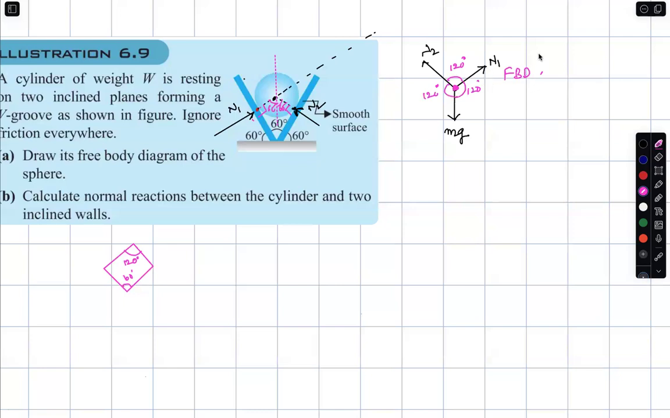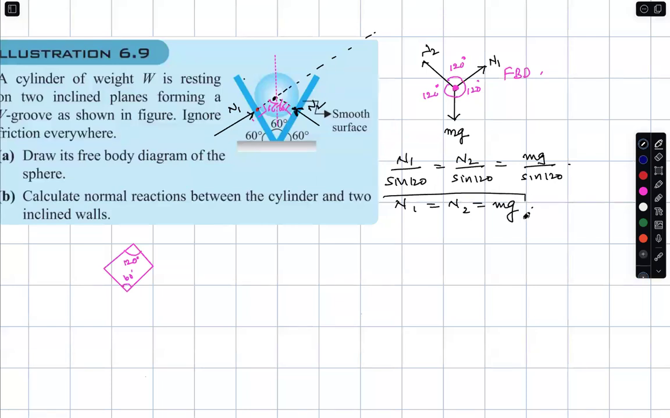Trust me. Now in this case, Lami's theorem states N1 by sin 120, N2 by sin 120, Mg by sin 120. So clearly N1 is equal to N2 is equal to Mg. That's all. Any doubts? Please ask me. Any student in the class.